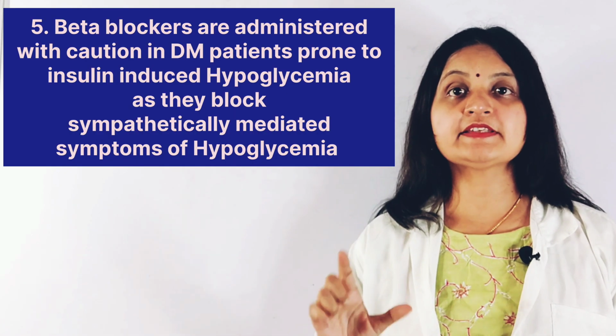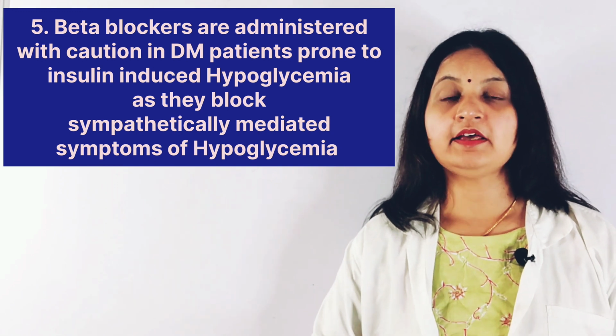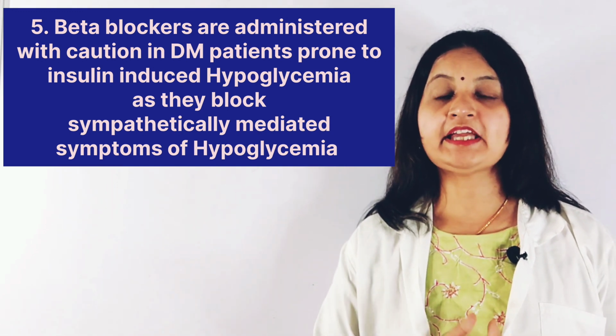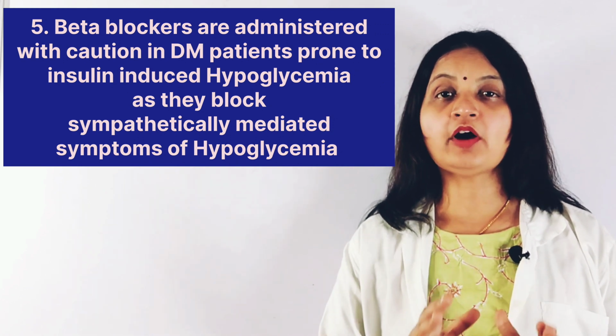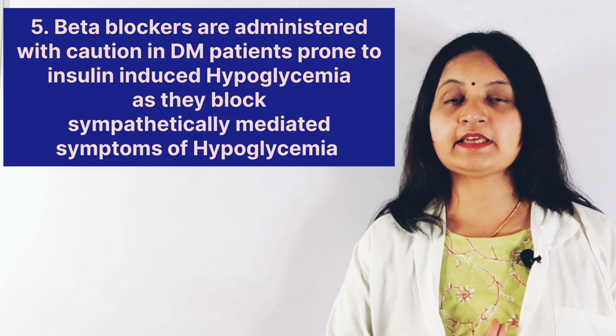Beta blockers block the sympathetically mediated symptoms of hypoglycemia such as tachycardia, palpitation, sweating and tremor. So by inhibiting or blocking the symptoms of hypoglycemia, the patient may go into hypoglycemic unawareness. This leads to delayed recovery of hypoglycemia.